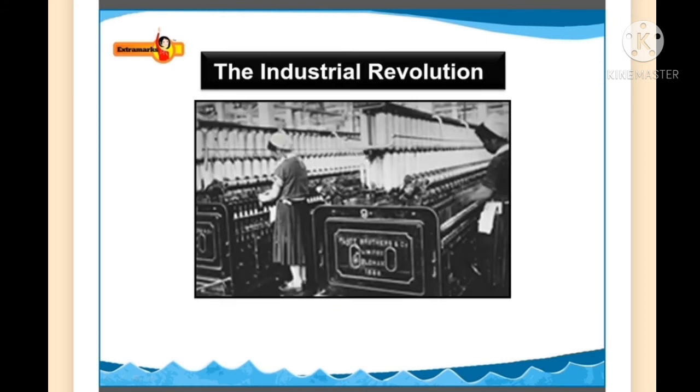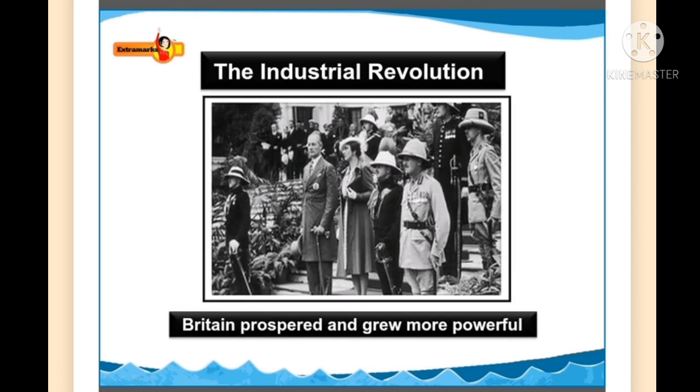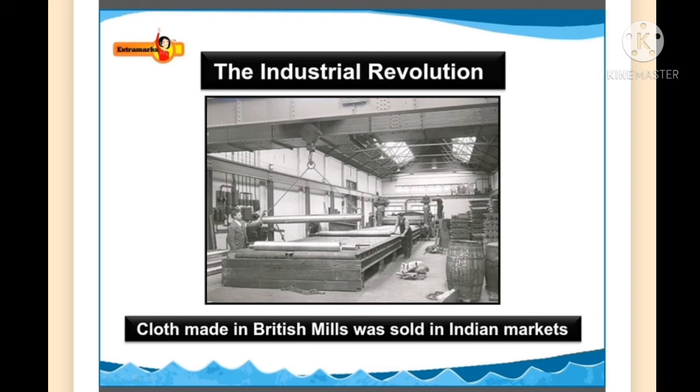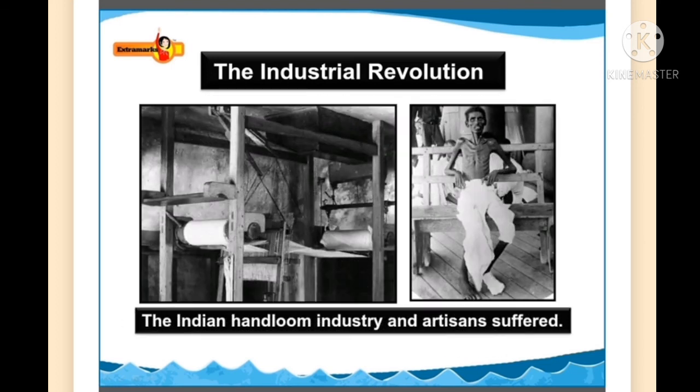This was the era of Industrial Revolution. Britain was prospering and growing more powerful. Raw materials from India, cotton and indigo, were shipped to Britain and used in British mills to make cloth. This cloth was then sold in India. The result was that the Indian handloom industry and artisans suffered badly.